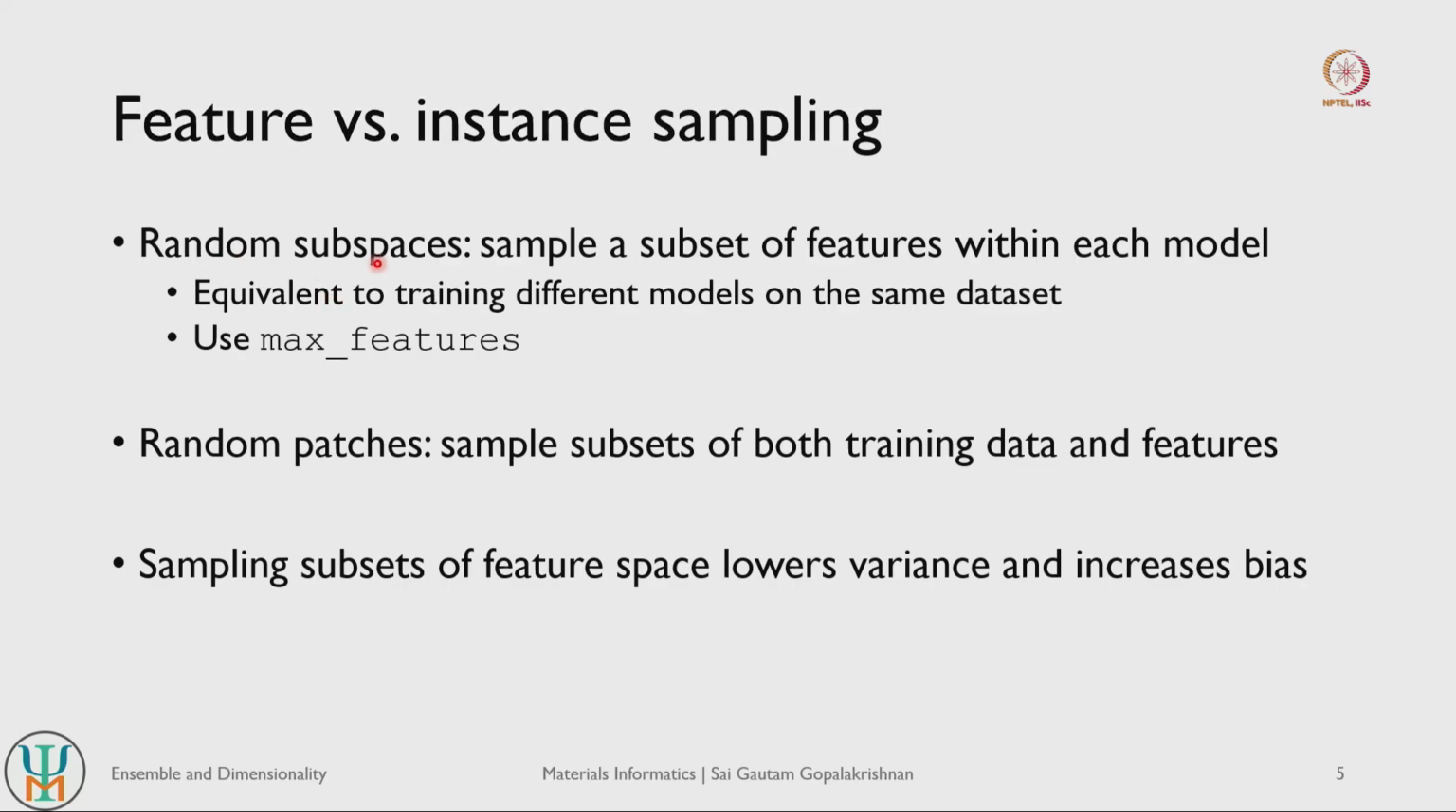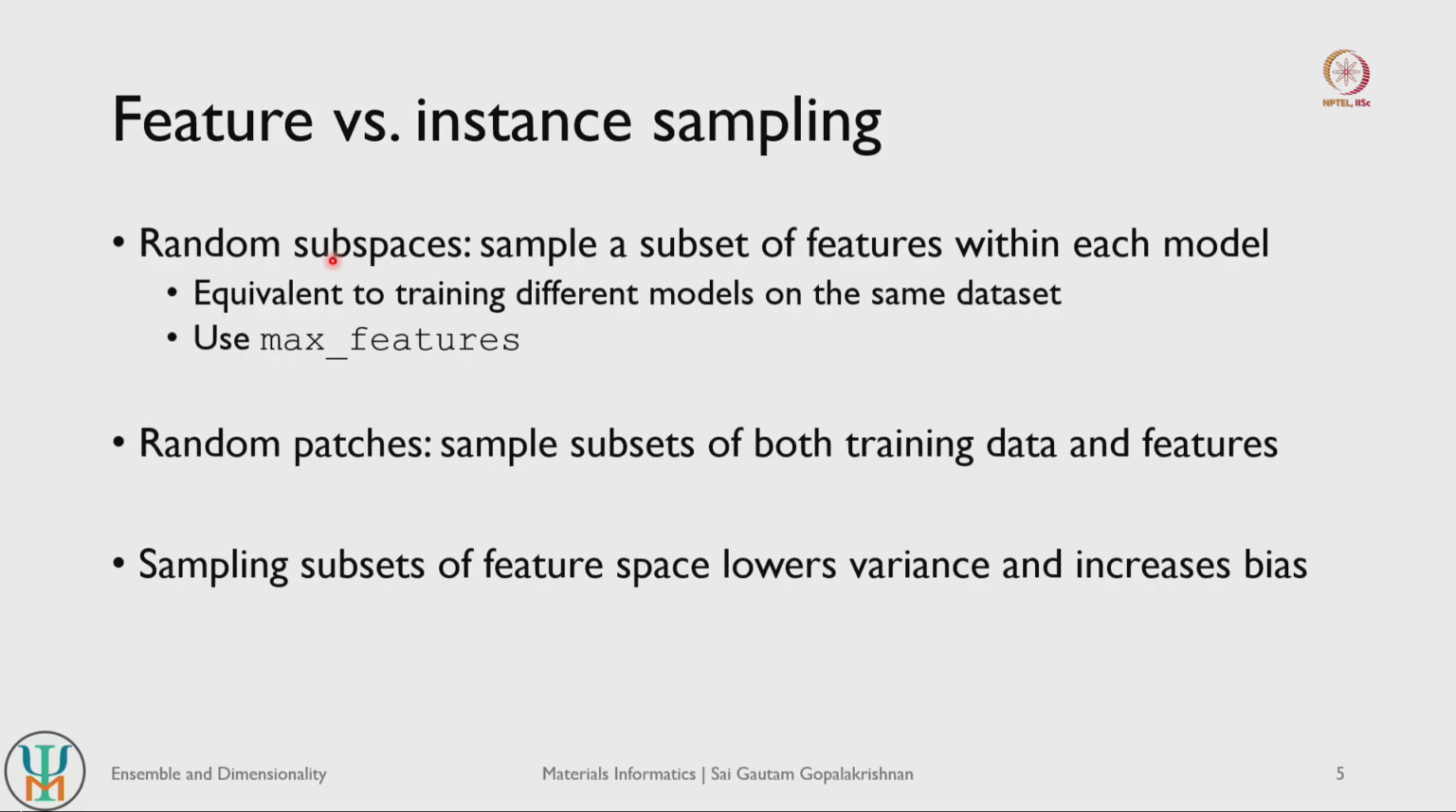So if you were to restrict the number of features being used in the creation of individual models, then that is referred to as random subspaces, right. Here you sample a subset of features within each model, and this is sort of equivalent to training different models, because if you train with different sets of features then the models themselves are sort of different. And the hyperparameter to use for subsampling features is this max features hyperparameter. So that is random subspaces.